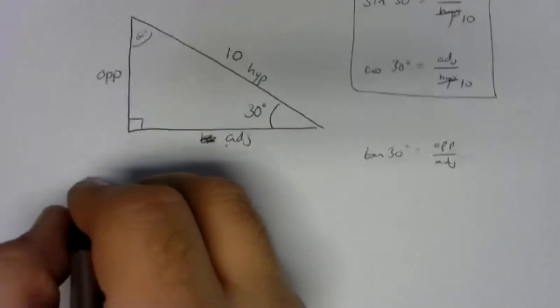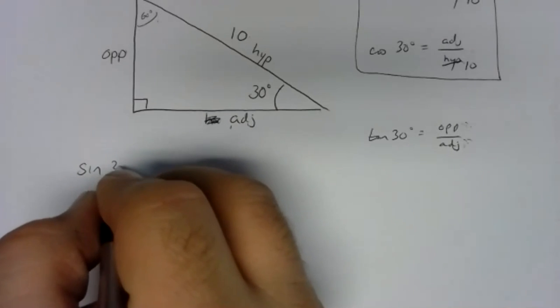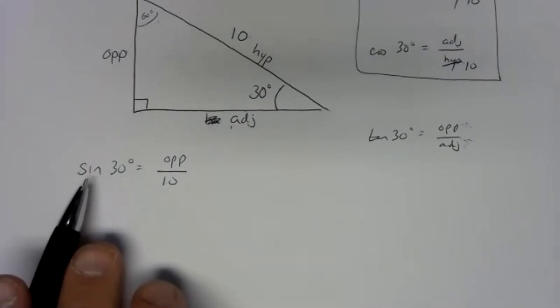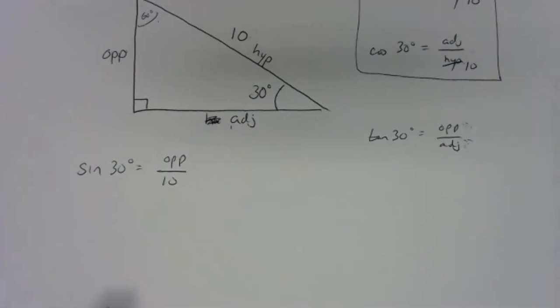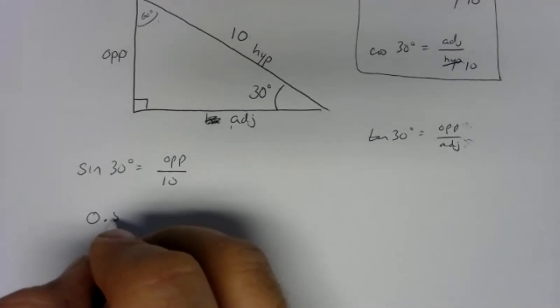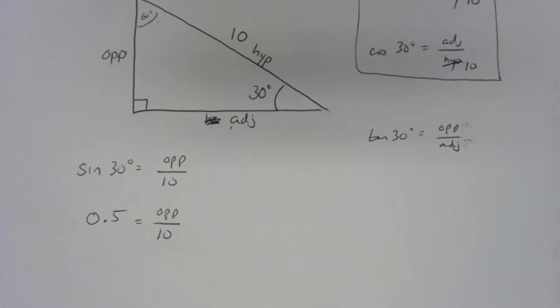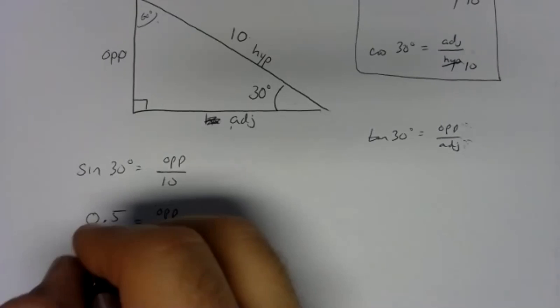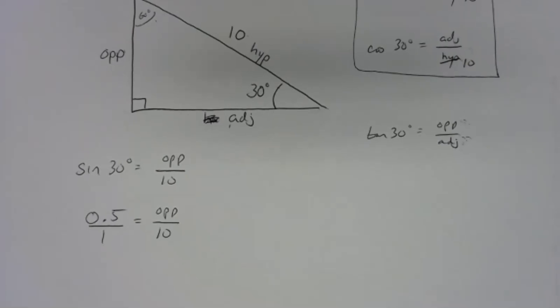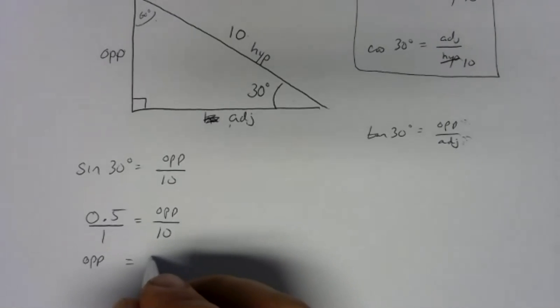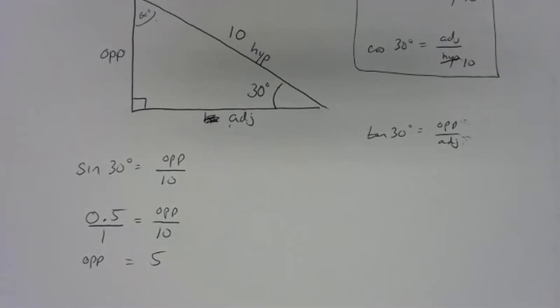So let's deal with sine first here. We've got sine of 30 equals my opposite side over 10. Well, if we go to the calculator and key in sine of 30, we should get 0.5. So 0.5 is opposite over 10. Well, that's just a proportion problem. We can solve that by cross multiplying. Opposite times 1 is opposite. 0.5 times 10 is 5. So our opposite side appears to be 5.